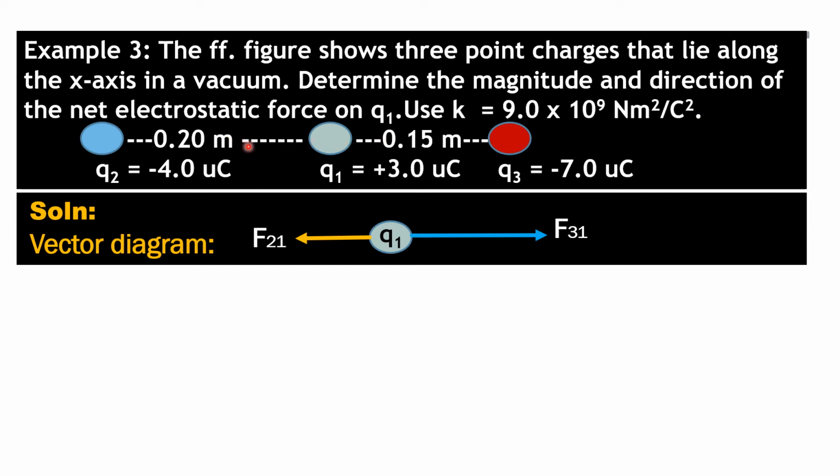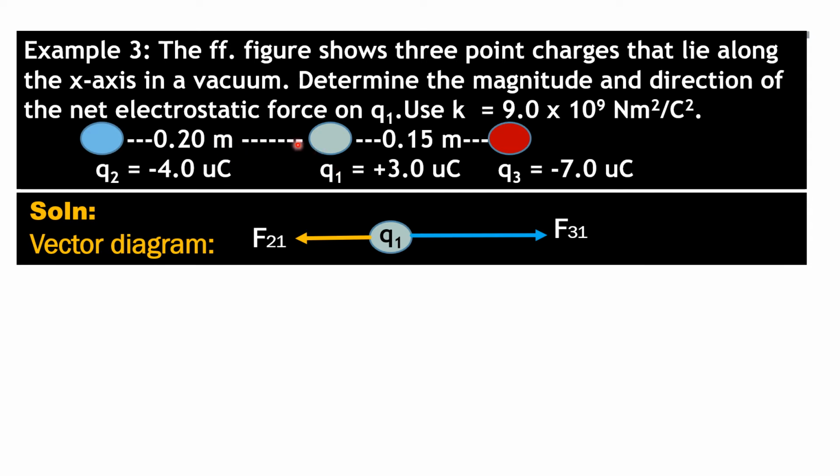First, we have Q1 in the middle. Q1 whose charge is positive 3.0 microcoulomb. Take note, it's a positive charge. And to the left of Q1, we have Q2, whose charge is negative 4.0 microcoulomb. And they are 0.20 meters apart with Q1.